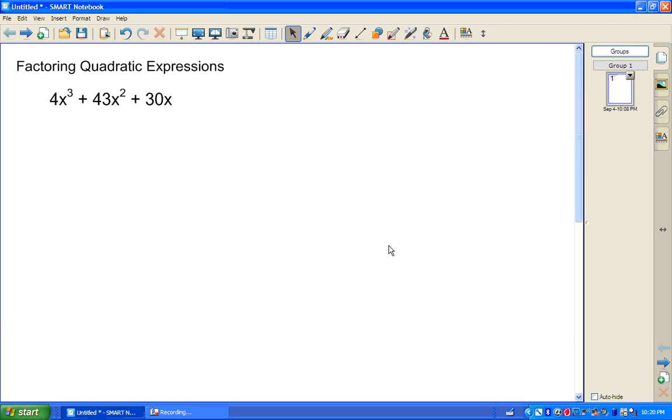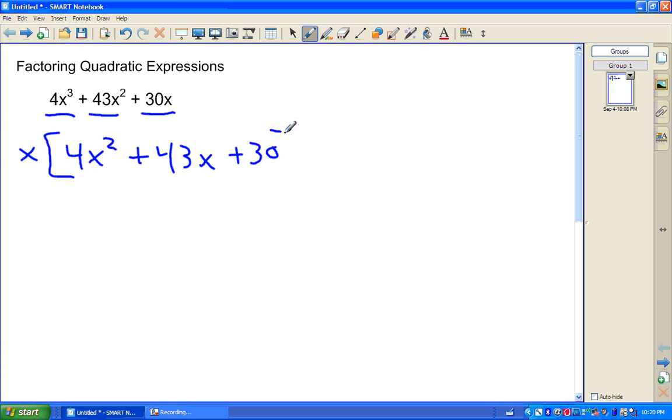Here's another example of how to factor a quadratic expression. This one is especially complicated here, folks, because this has a cube in it. Well, we haven't learned how to do that, but you'll notice all three terms of this expression have an x. So the obvious thing to do here, I hope, is to factor that out. Now I'm going to get 4x squared plus 43x plus 30.